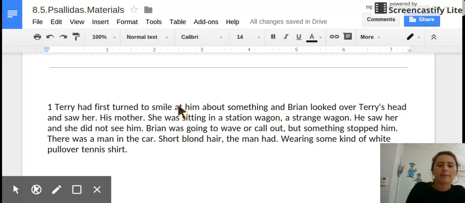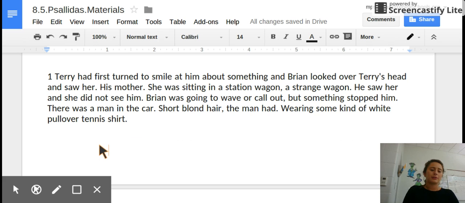Terry at first turned to smile at him about something, and Brian looked over Terry's head and saw her, his mother. She was sitting in a station wagon, a strange wagon. He saw her, and she did not see him. Brian was going to wave or call out, but something stopped him. There was a man in the car. Short blonde hair the man had, wearing some kind of white pullover tennis shirt.